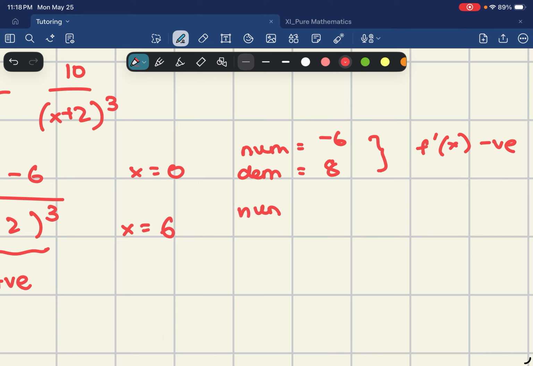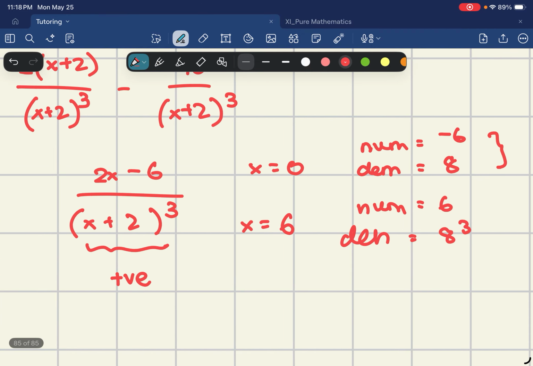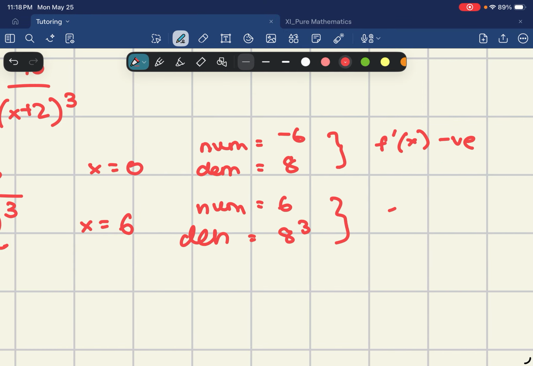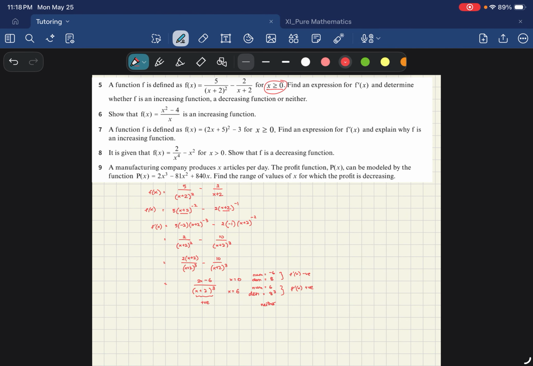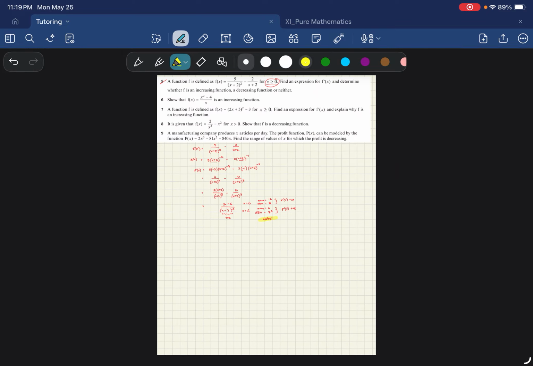And if I put in 6, I get numerator positive 6, and my denominator is going to be 8 cubed. So this is f dash of x positive. So we are going to get neither. It is neither increasing nor decreasing for this restriction. So it's not completely an increasing function, it's not totally a decreasing function. There is an interval where it can be either increasing or decreasing, but we say neither because it's not strictly increasing or strictly decreasing in that restriction.